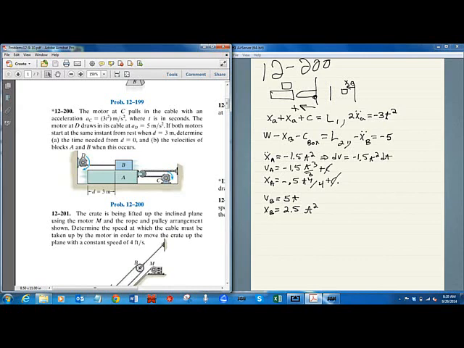Okay, now what am I going to do? Well, I say, okay, now that I know where everybody is, I'm interested in a special place. What I'm interested in is when B slides on top of A 3 feet. Right? So here's the deal. I would say that B relative to A, and this is why I did it this way, B relative to A is equal to 3.